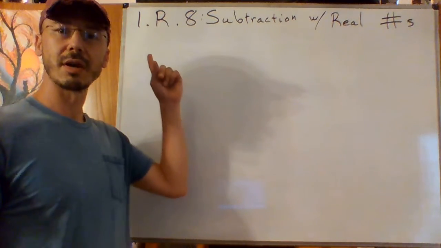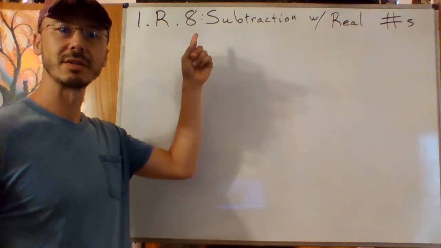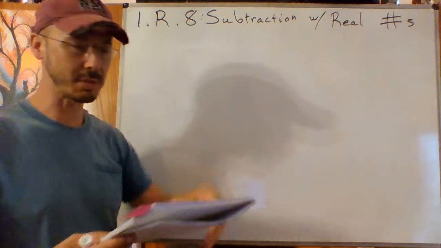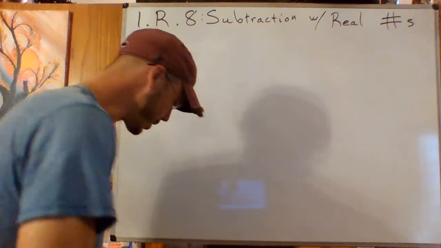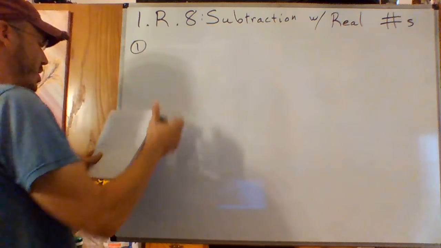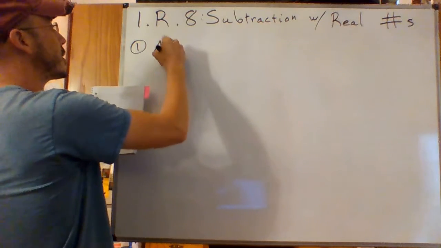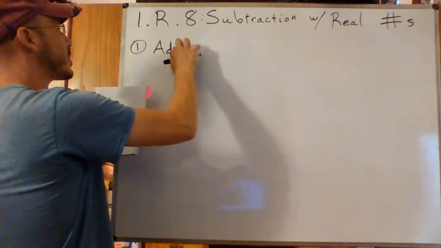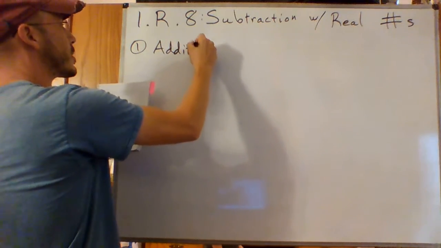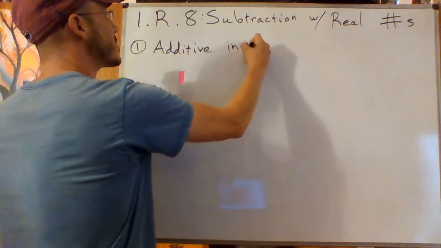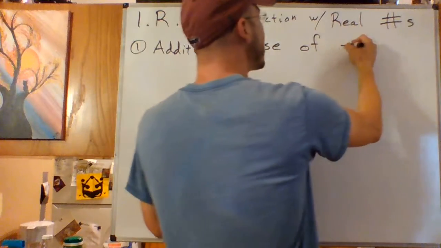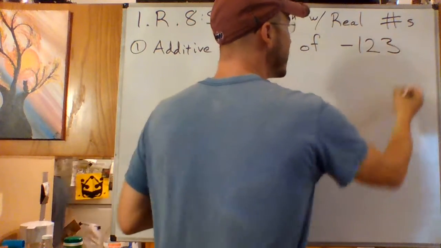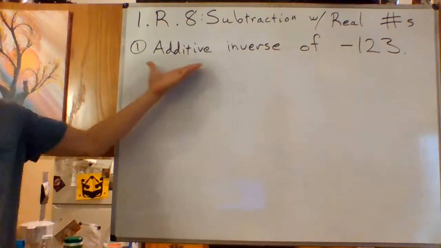This video will cover section 1.R.8 on the subtraction of real numbers, or subtraction with real numbers. To start with, there's a vocabulary term, additive inverse, of negative 123 in this problem.